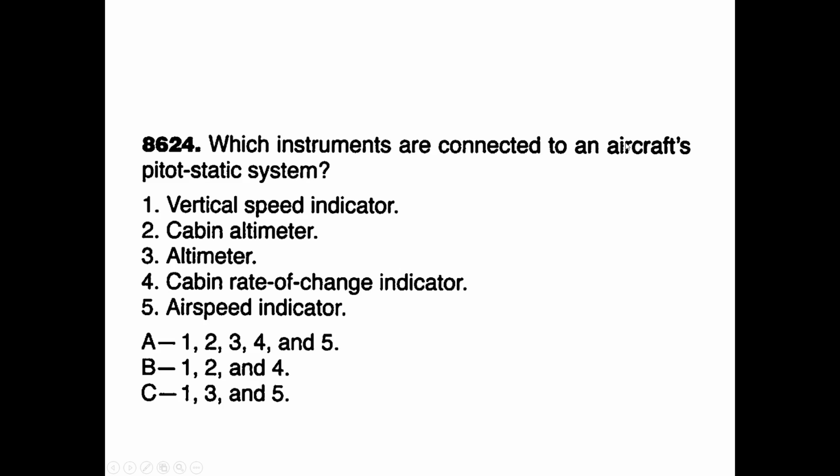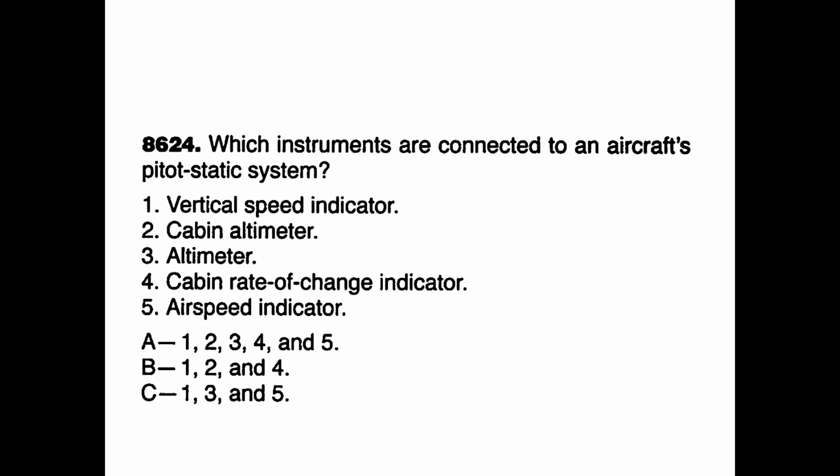All right, let's take a look at some of the questions. Which instruments are connected to an aircraft's pitot-static system? And they're giving you 5 options. I don't really like one of those last slides because it started to talk about the cabin altimeter, which is also on the list. And there's also a cabin rate of change indicator. I'm not thinking that's what they're looking for. Matter of fact, we're going to cover that in another class, but I'm going to go with the other 3, 1, 3, and 5, which looks like it'd be answer C.